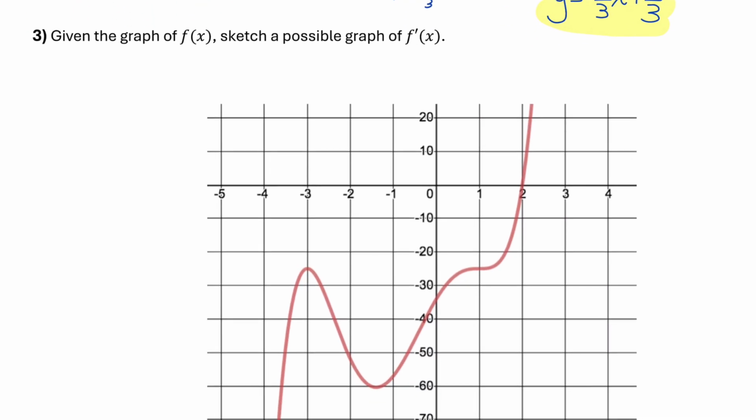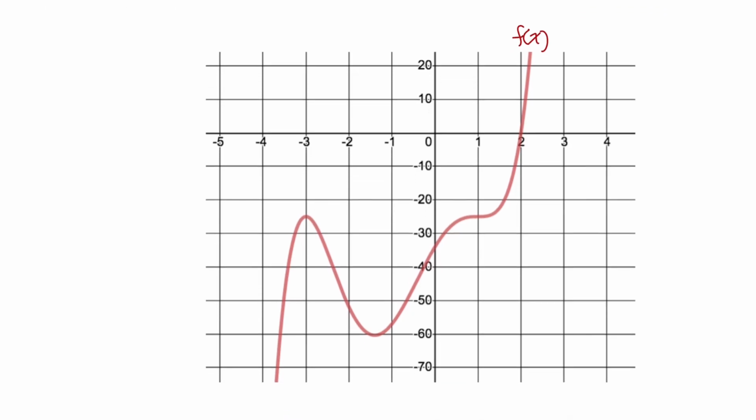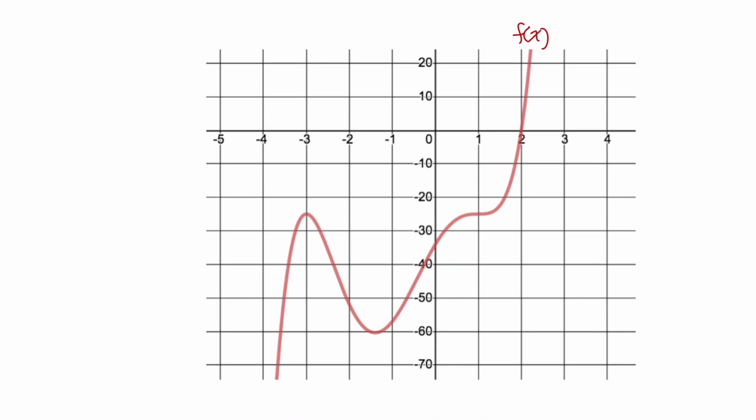Question 3 says, given the graph of f of x, so this graph we have here, let's make it clear this is f of x, sketch a possible graph of f prime of x. Well, remember, f prime of x tells me the instantaneous rate of change, or the slope of the tangent, of this function at all of its x values. Or a simpler way of stating that, the y values of f prime of x tell me the slope of f of x at any given x value.